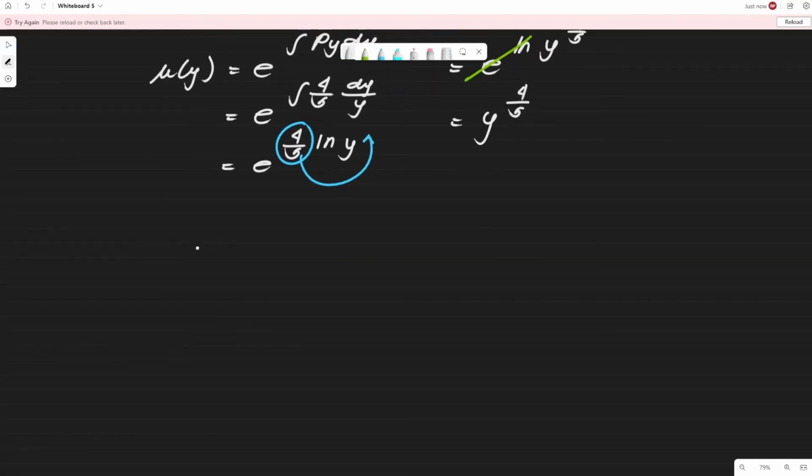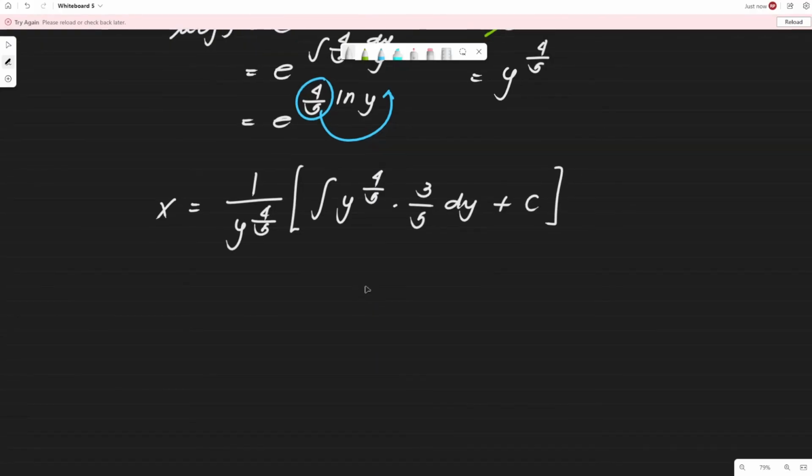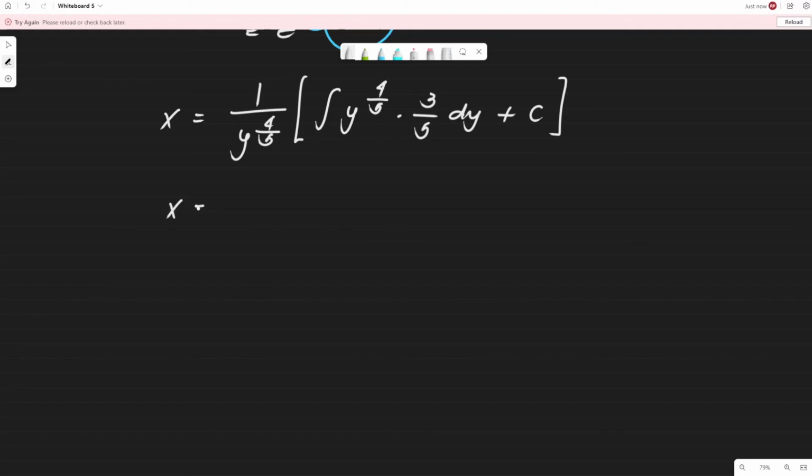Okay, so we will have x, di ba, is equal to 1 over y raised to 4 over 5 multiplied to the integral of y raised to 4 over 5 times what is our q of y. Di ba? Ano yung q of y natin? It is 3 over 5. Di ba? So, times 3 over 5 dy. Plus c. Di ba? So, x is equal to 1 over y raised to 4 over 5. Okay, so, rearrange ko lang yung integral natin para mas madaling makita.